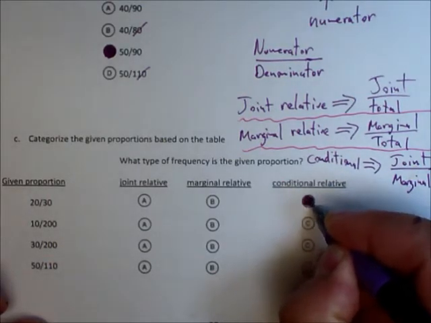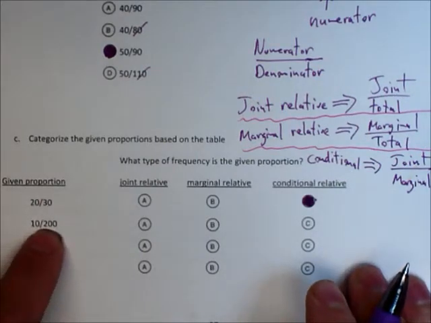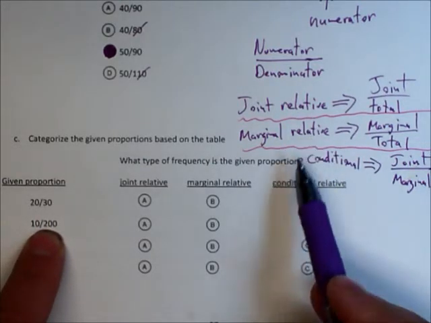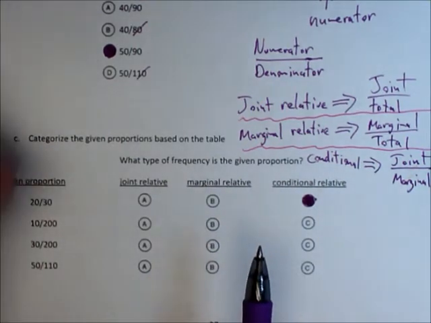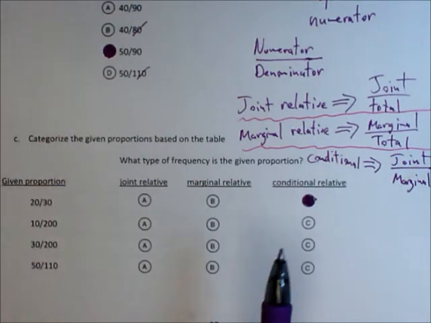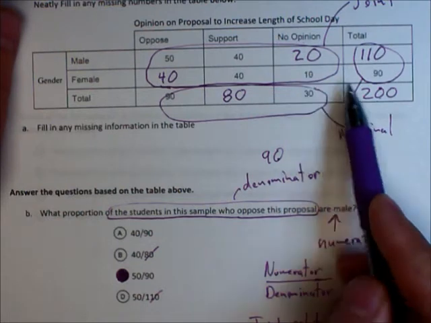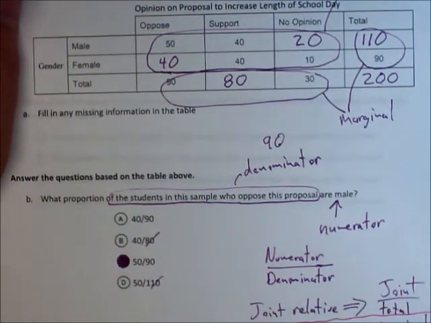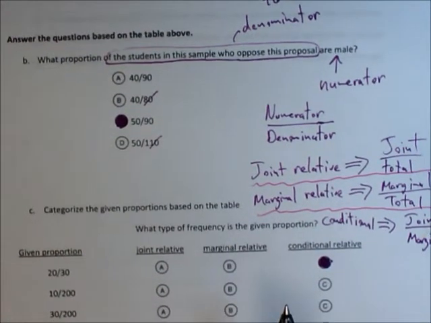The next proportion is 10 out of 200. 200 I know is the total, right? So this has to be either a joint relative or a marginal relative. It depends on what the 10 is. Let's look and find the 10. The 10 is a joint frequency, so 10 out of 200. This is the females with no opinion out of the total. So it's a joint over a total, so it's a joint relative.